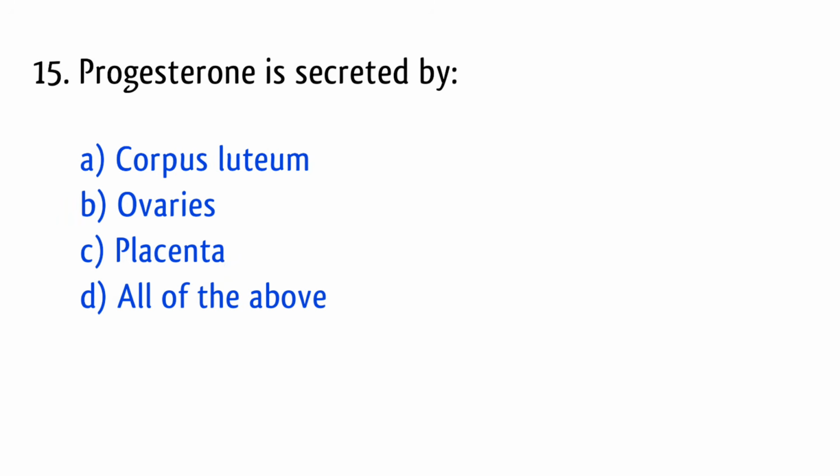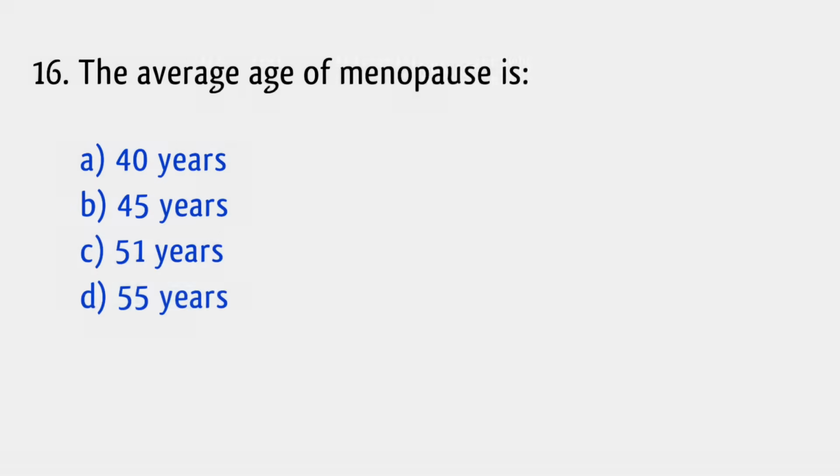Question number 15. Progesterone is secreted by. The right answer is option D, all of the above. Question number 16. The average age of menopause is. The right answer is option C, 51 years.